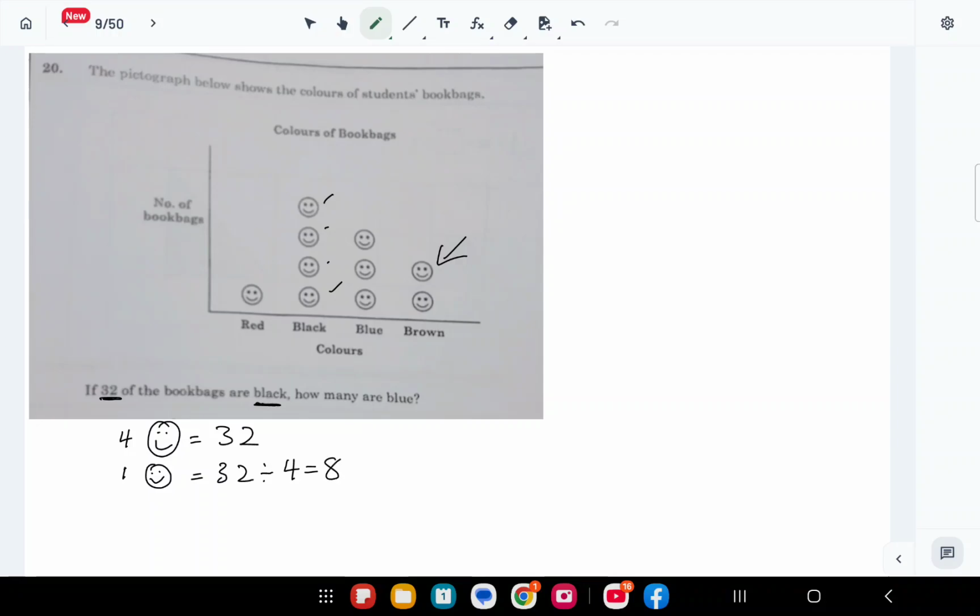Now they said how many are blue. So we have 1, 2, 3 smiley faces are blue. So blue is equal to 3 multiplied by how much 1 represents, which is 8. 8 multiplied by 3 is 24. So the answer is 24, and that's it for section 1.